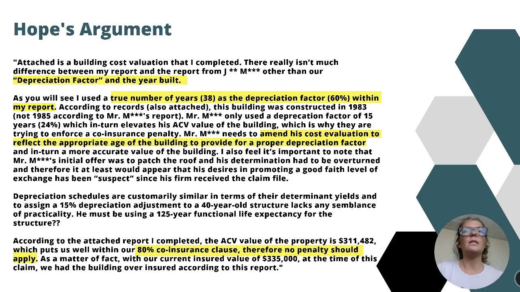Our argument was that they needed to amend their cost evaluation to reflect the appropriate age of the building, to provide for a proper depreciation factor and in turn a more accurate value of the building. This was our main argument: the functional age of the building was incorrect from their previous report, and in turn they misapplied the coinsurance penalty. All in all, our report and our findings stated that the ACV value of the property was $311,482, which would put them well within the 80% coinsurance clause. Therefore, no penalty should be applied.